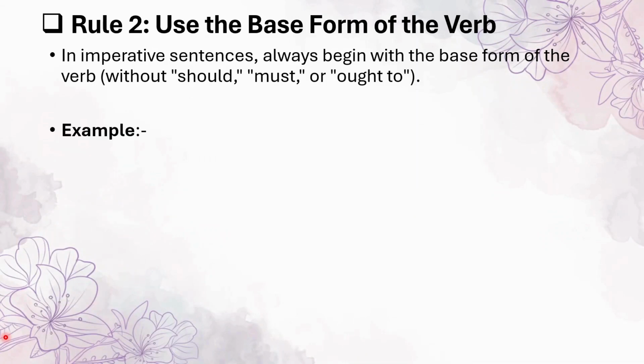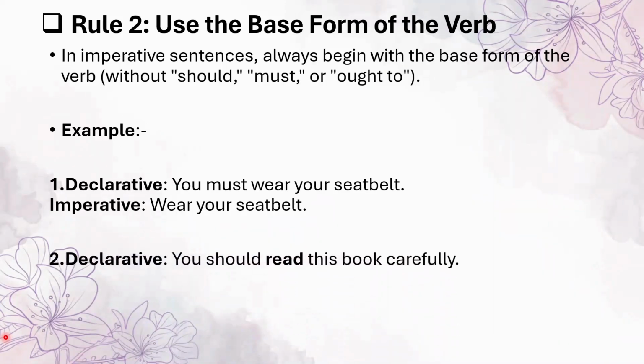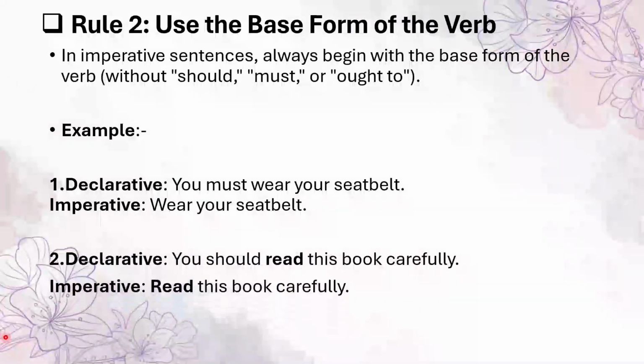Let me show you an example to make this super clear. You must wear your seat belt, and its imperative form is wear your seat belt. Here, must is removed and we begin directly with the verb wear. Another one, you should read this book carefully, whose imperative is read this book carefully. Again, should is removed and we start directly with the verb read. So, what you need to remember is when converted to imperative form, drop the helping verb like should, must, ought to, then use the base verb like read, wear, write, go, etc. to begin the sentence. This makes your command or instruction clear, direct, and grammatically correct.